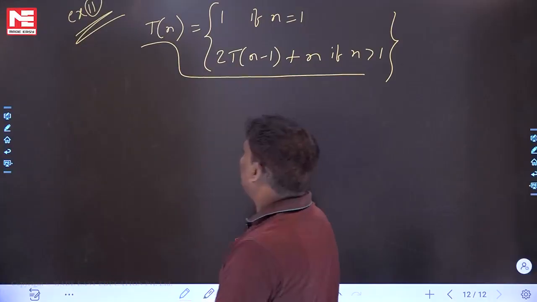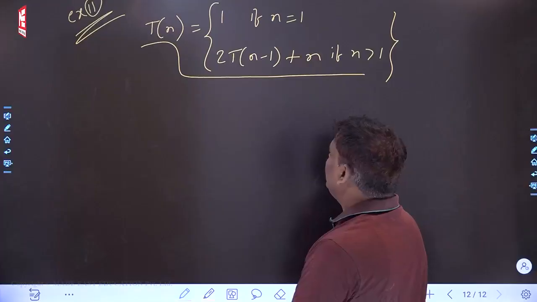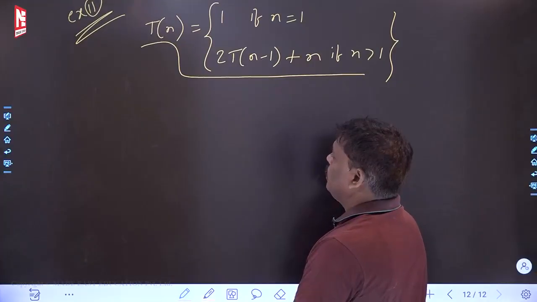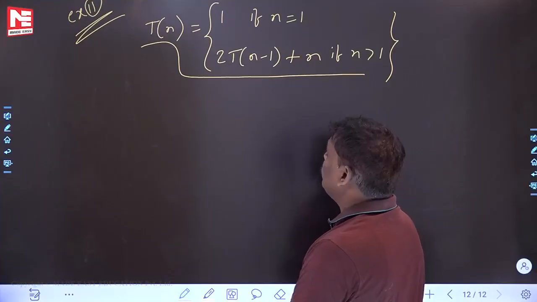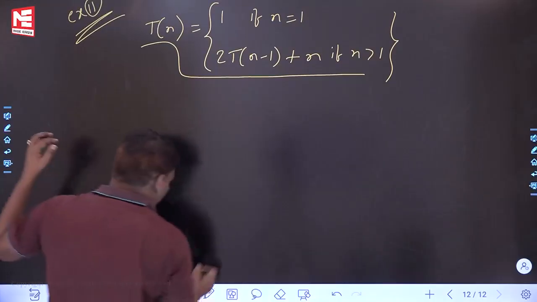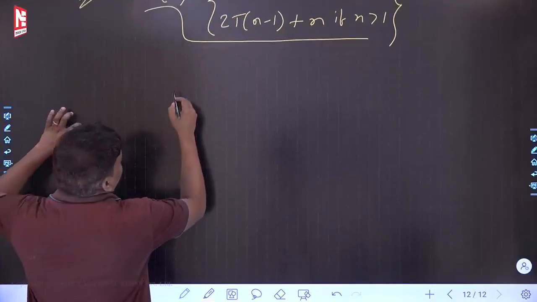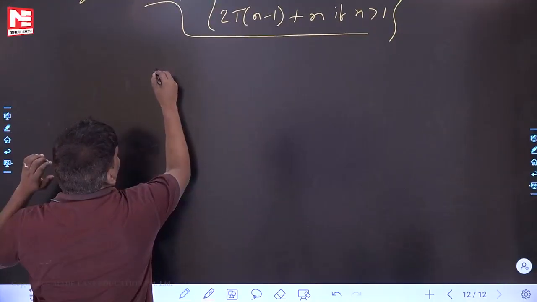Can you help me if the n value is 100? What is the answer? T(100) is equal to 2T(99) plus 100. T(50) is equal to 2T(50 minus 1, meaning 49) plus 50. Right? I think you are fine now. Let's start. It is a nice problem. Please take care. It will trouble you if you don't listen.